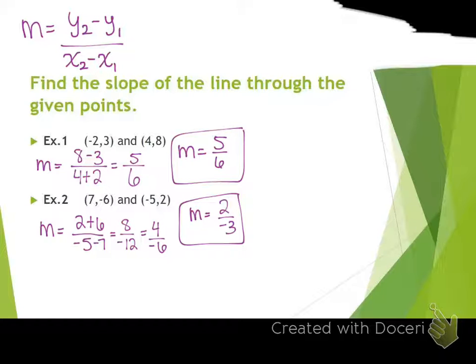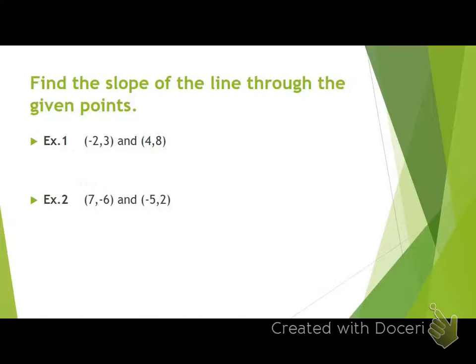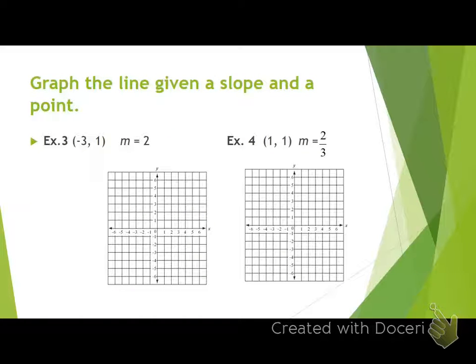Ready to move on? Okay, we'll keep it moving. Graph the line given a slope and a point. We're going to be rolling through these topics quickly today because this is just a brief review of a bunch of stuff we've already done. When we graph from a point and a slope, we start off with the point. Our point is at negative 3, 1.